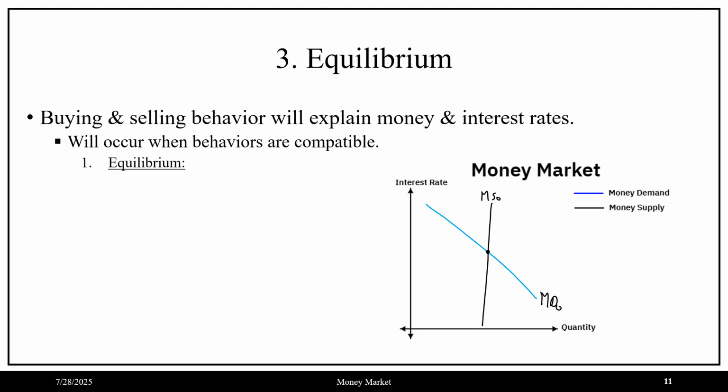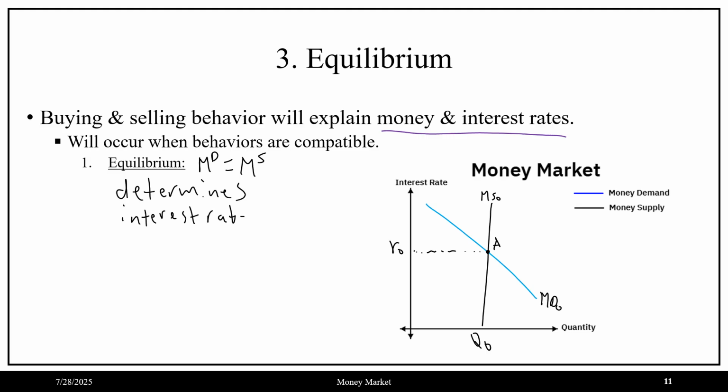Now, in terms of the money market, we've gone over demand and we've gone over supply. So buying and selling behavior, as before, will explain price and quantity determination. In this case, the quantity of money and interest rates, where, as we've seen before, equilibrium is going to occur when supply is equal to demand. That's going to determine the equilibrium price and the equilibrium quantity when there's just enough money out in circulation. This is going to be when money demand is equal to money supply. Determines interest rate and quantity of money. Okay.